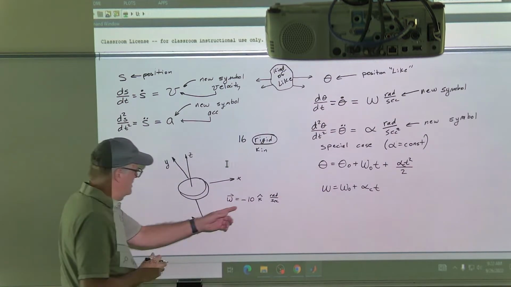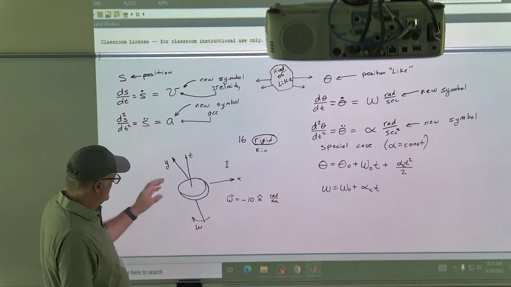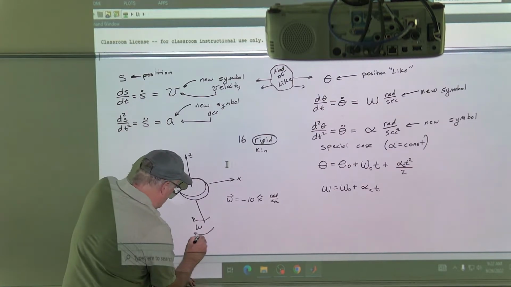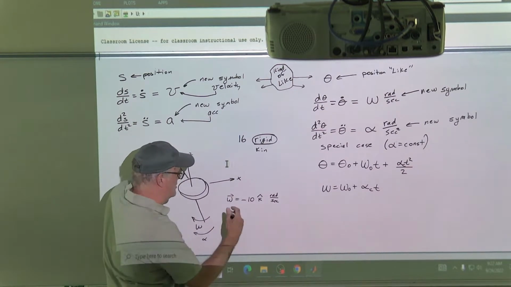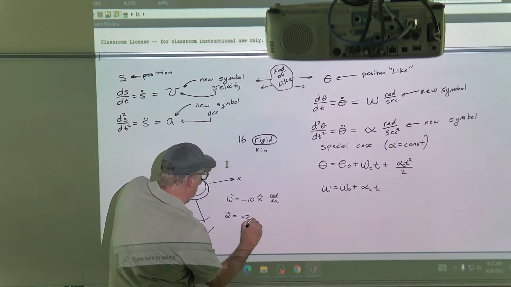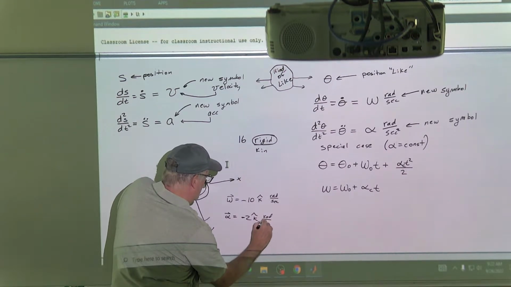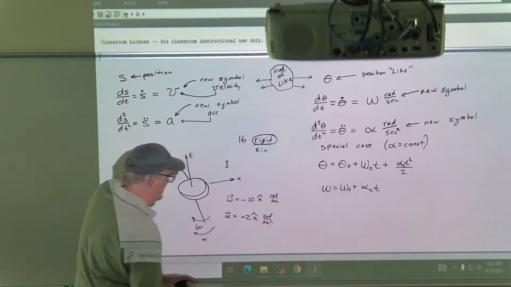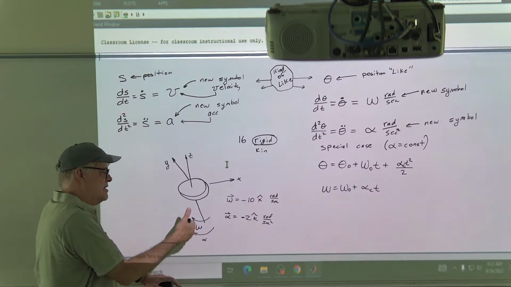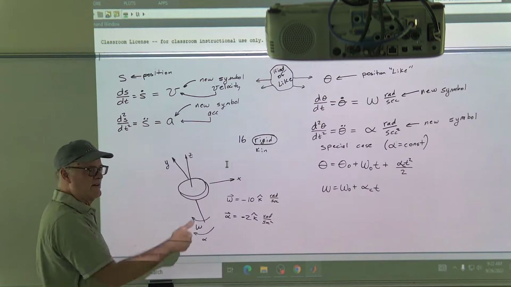And so that's this one. And so that's how they delineate that. By the way, same thing for the alpha too. It's just easier to talk about the omega. So say alpha would be equal to minus 2K radians per second squared. So that's all there is to it. It's just your thumb, as you spin it with your right hand, your thumb points in the direction of that.